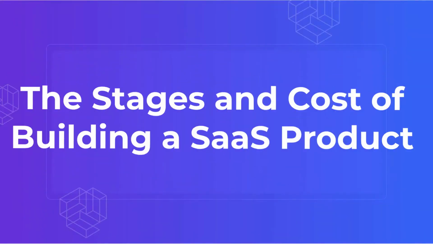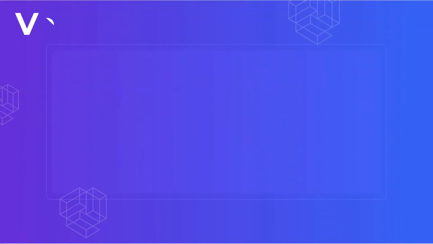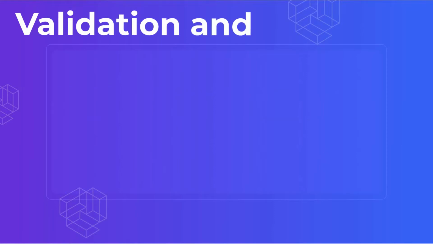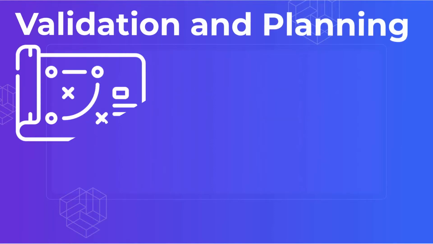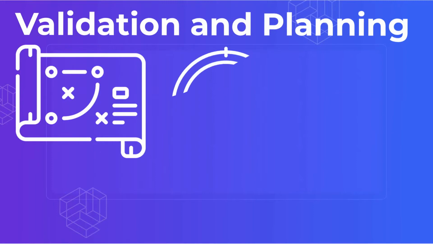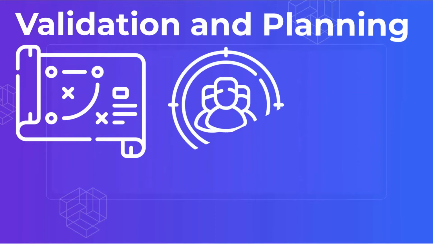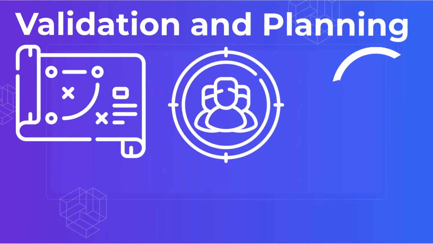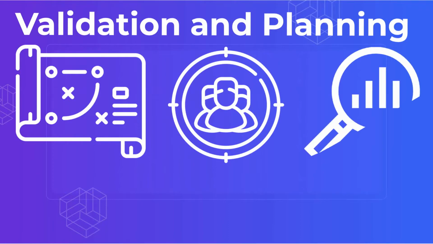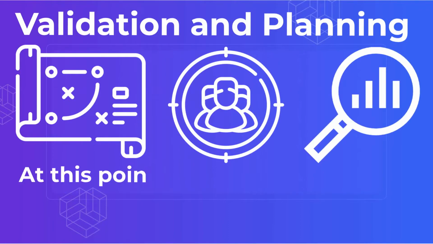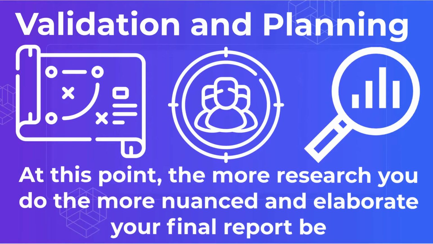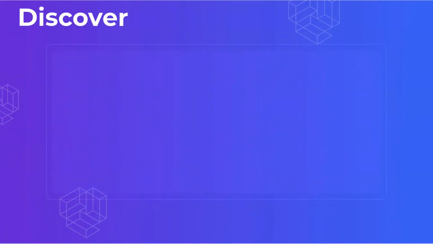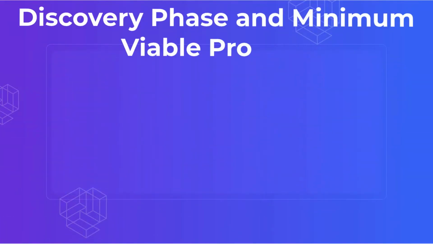The stages and cost of building a SaaS product. Validation and planning. Before jumping straight to the development process, or even assembling a team, you need to streamline the vision of the product and validate its concept. What is your product and who is the target audience? What pain points does your SaaS system solve? Who are your competitors? At this point, the more research you do, the more nuanced and elaborate your final report will be.